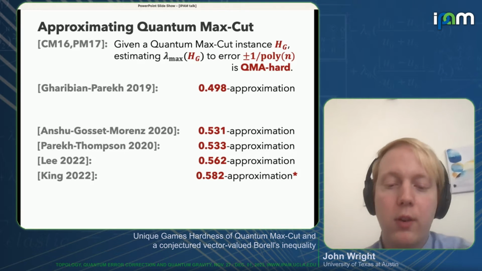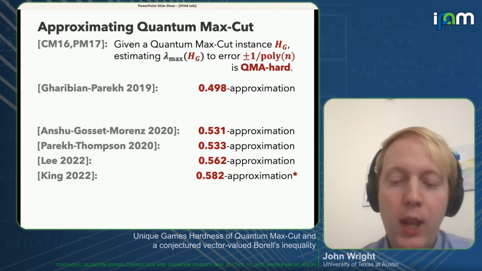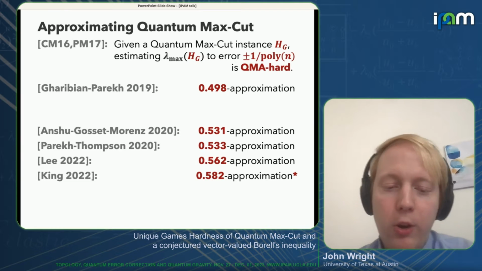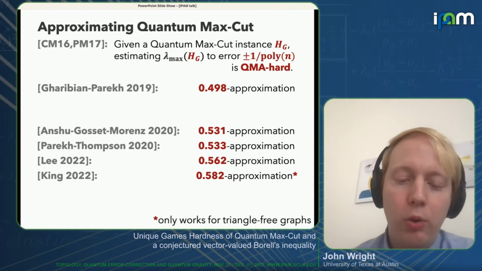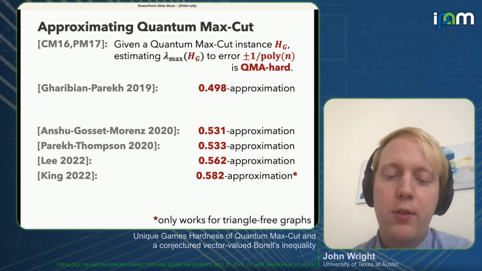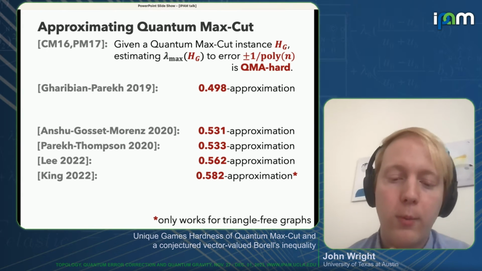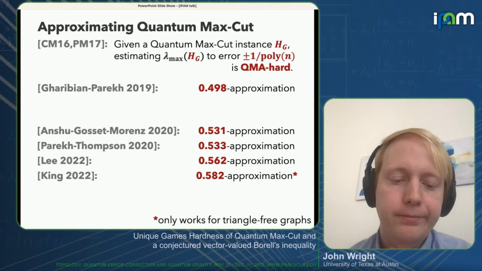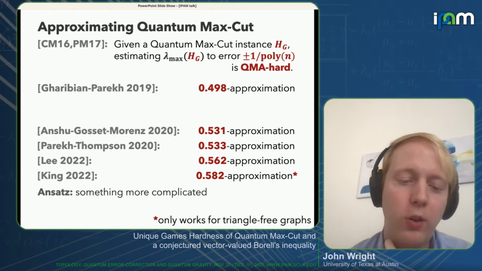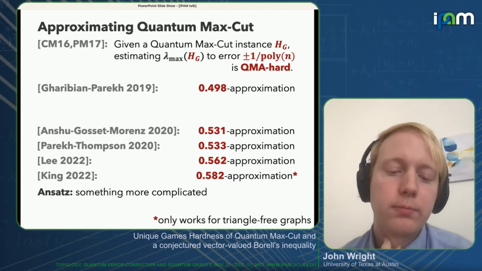So they gave 0.562 approximations and 0.582, except with a minor caveat that this last one only currently works for triangle-free graphs. So only if your graph does not possess a triangle can you guarantee a 0.582 approximation. And the ansatz that these two works use, well, it's something even more complicated.